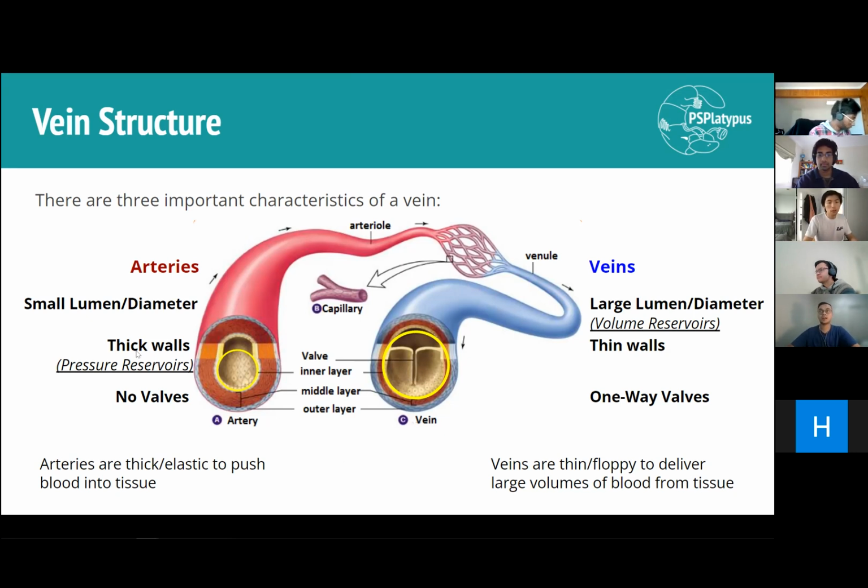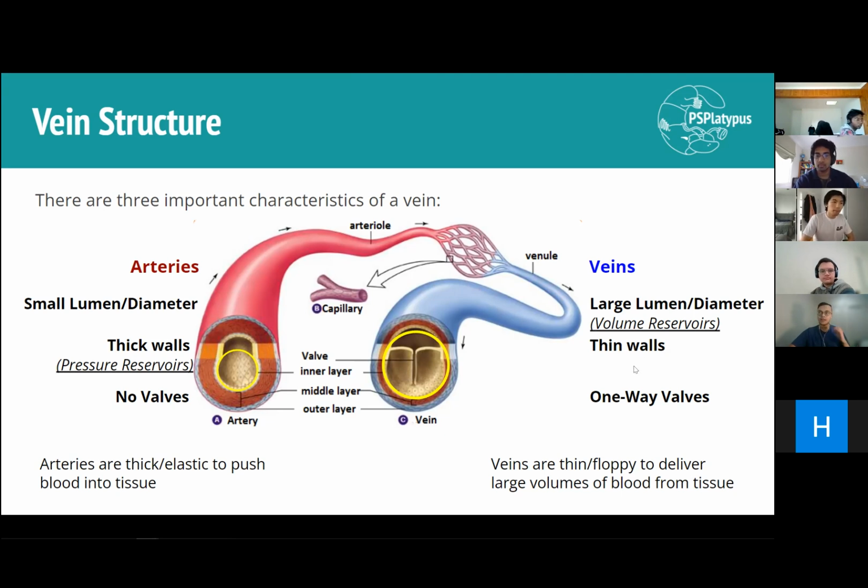Veins, because they're quite far from the flow of the heart, don't have a lot of pressure pushing the blood forward by the time you reach them. So we don't really rely upon blood pressure anymore. We rely upon other mechanisms that we'll look at later on. So veins have thinner walls.